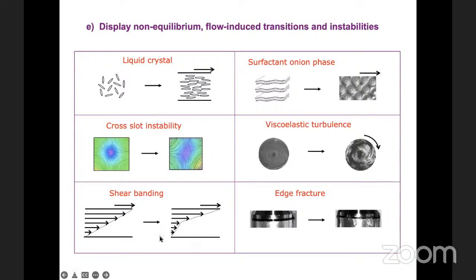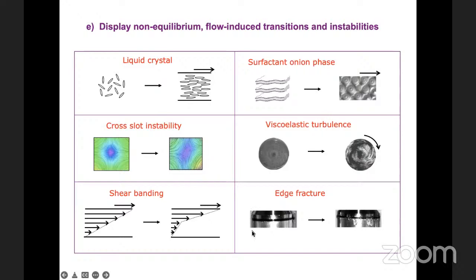An example that we're going to talk about much more throughout the rest of the talk is the phenomenon of shear banding, where an initially uniform shear field can undergo a transition to form two different shear bands with a high shear rate and a low shear rate. These are all bulk flow instabilities. As I've said, the final part of the talk will be devoted to surface flow instabilities.